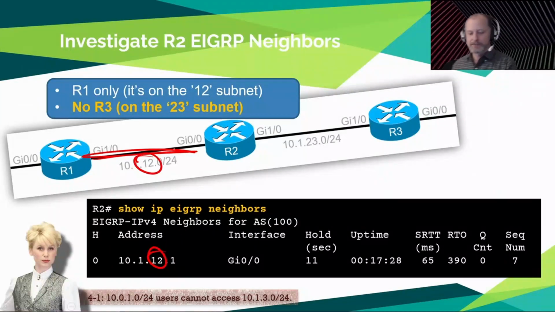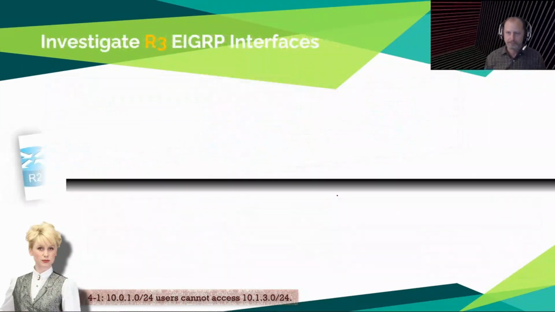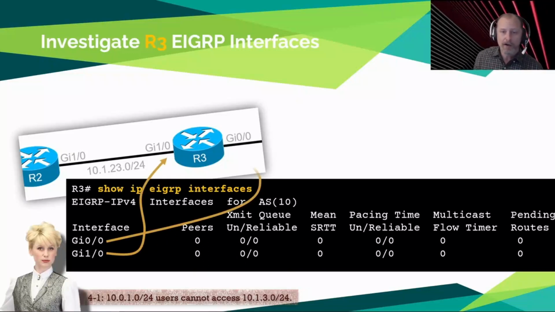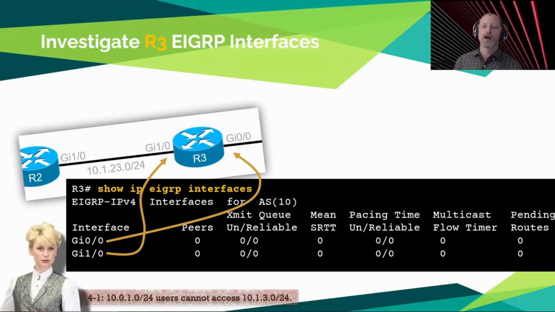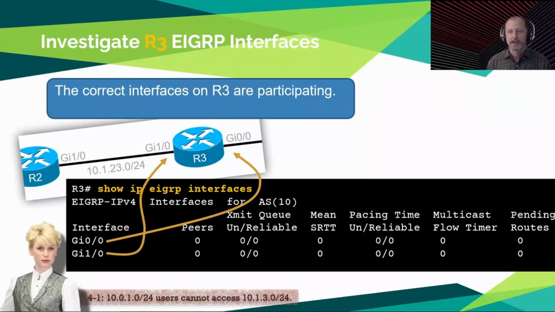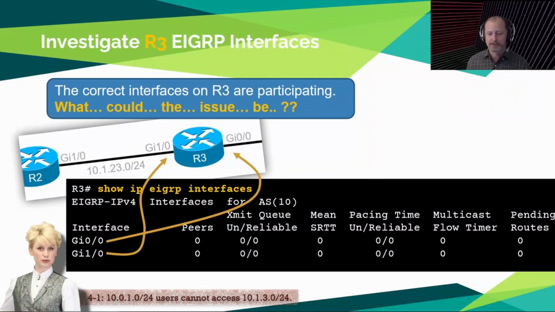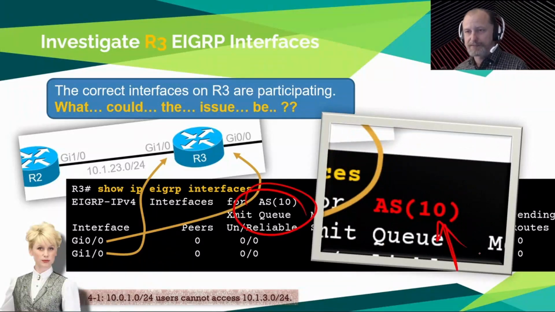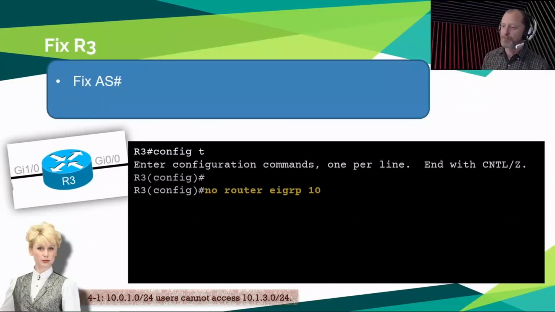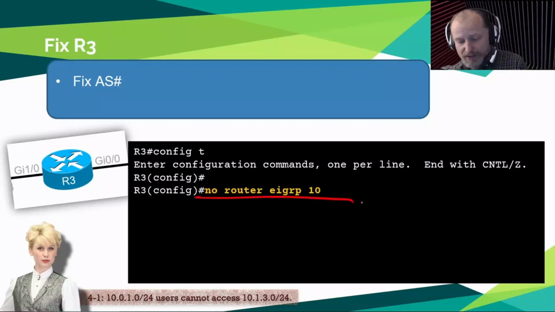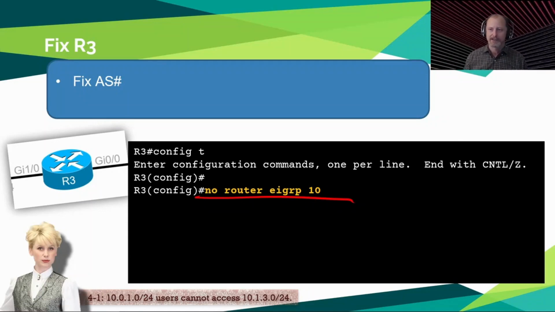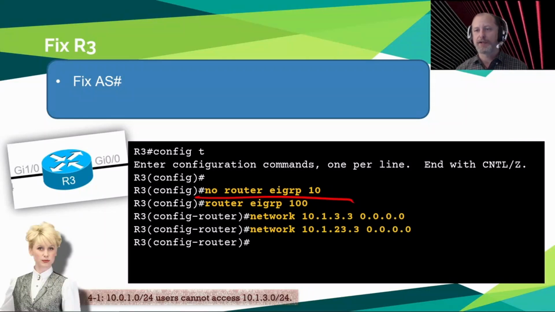There's nothing over here. So on R3 now, show IP EIGRP interfaces, well, it does look like both interfaces are participating for R3. So what could the issue be? Autonomous System 10. Uh-oh. So we need to fix the autonomous system number. Okay. So we just kill the entire EIGRP process. Probably do a show run first so that you can copy, and then just paste all the necessary EIGRP commands back in.